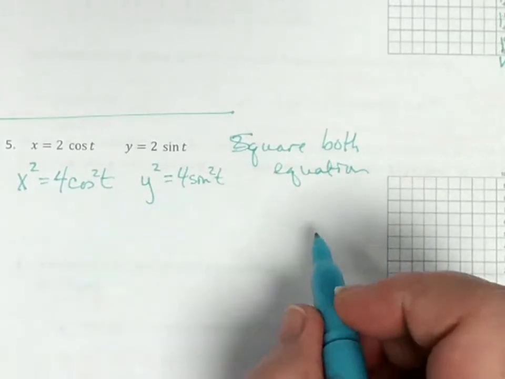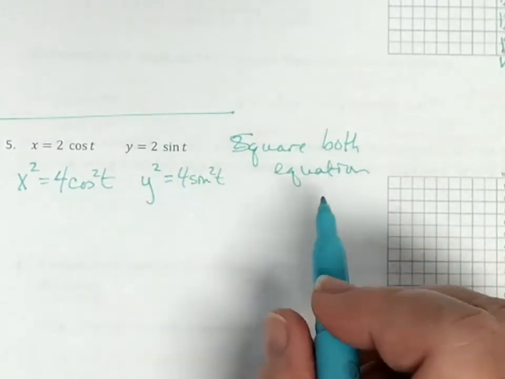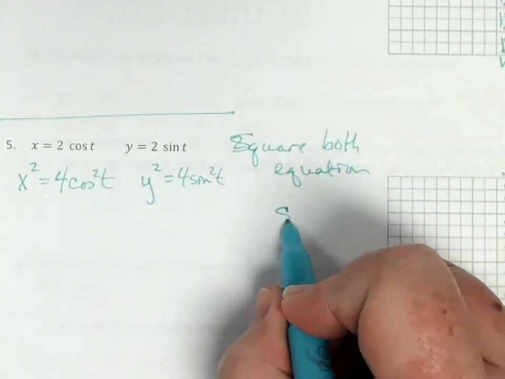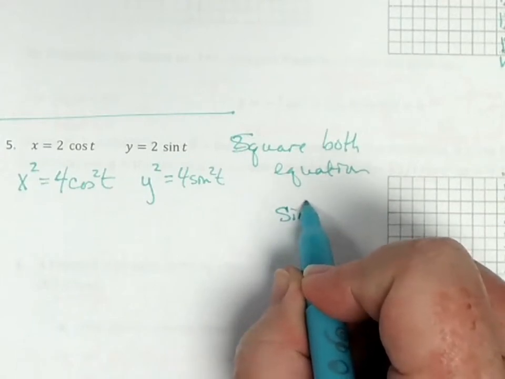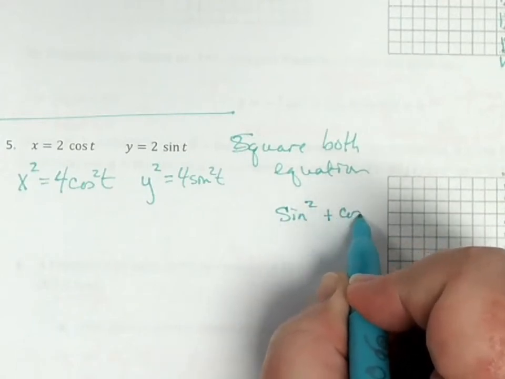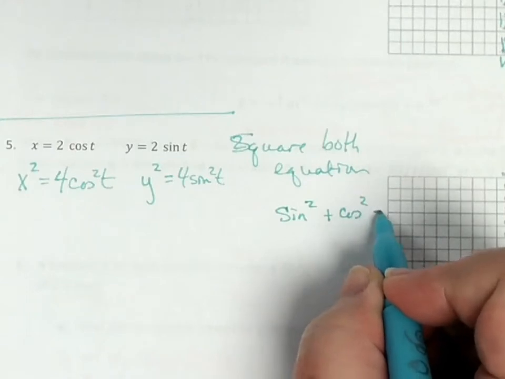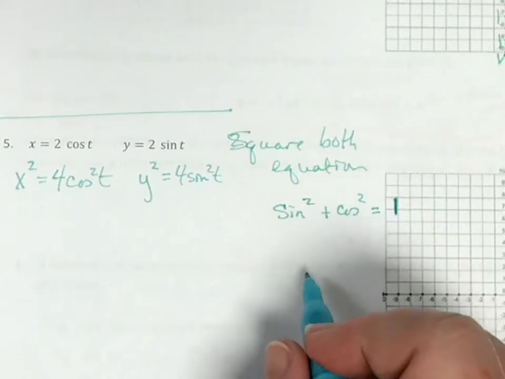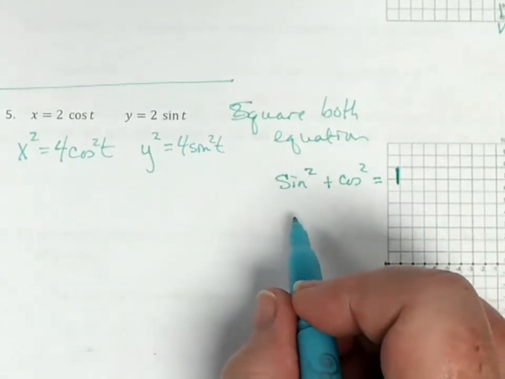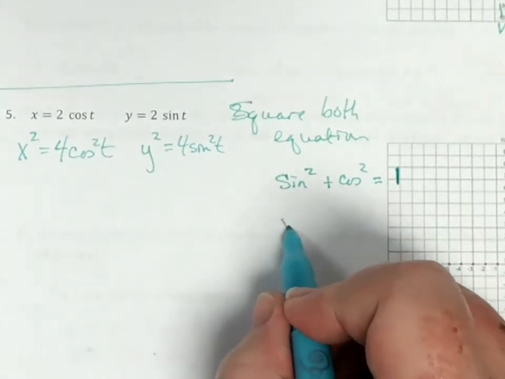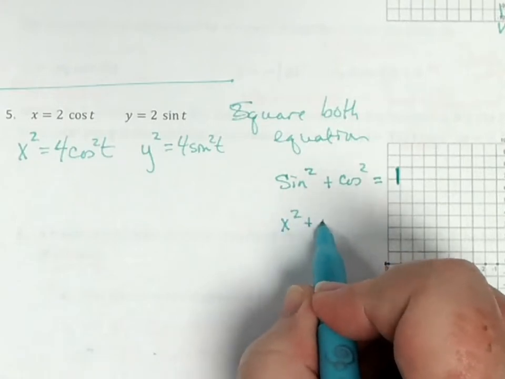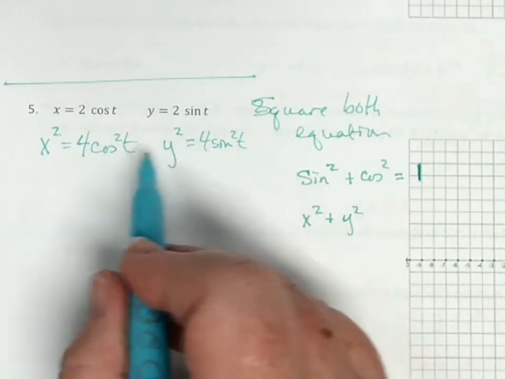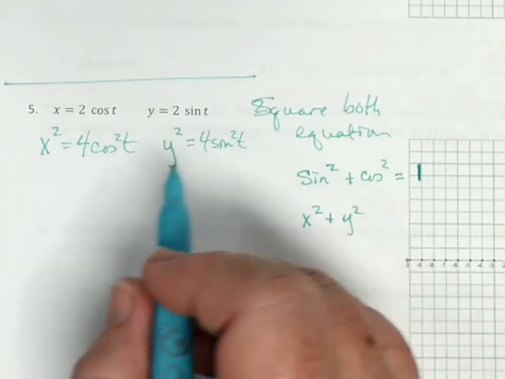We're going to go back and remember from sine and cosine. This has been a while ago, and I know that, but we're going to remember from our trig functions that sine squared plus cosine squared equals 1. And we're also going to remember that we had an equation where we had x squared plus y squared. So I'm going to now add these two equations together. I'm literally going to add them together.